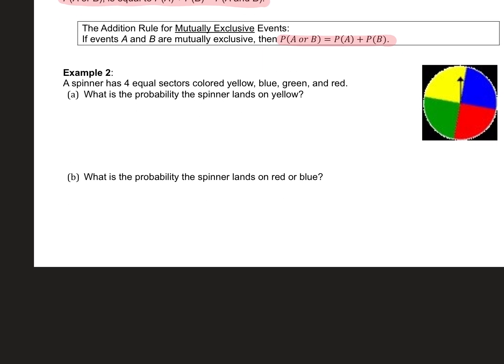All right. A spinner has 4 equal sectors colored yellow, blue, green, and red. What's the probability the spinner lands on yellow? 1 out of 4 or 0.25, yes. What is the probability the spinner lands on red or blue? So that's 1/4 plus 1/4. 1/2 or 0.5. Now, this seems very, you're like, well, this is no different than last class. It's not, but when it gets more complicated, that's when the formulas are important, okay?